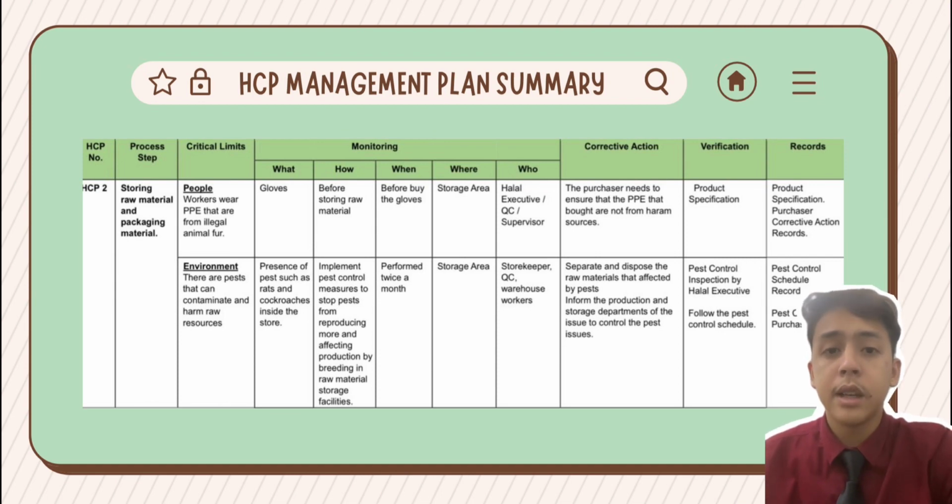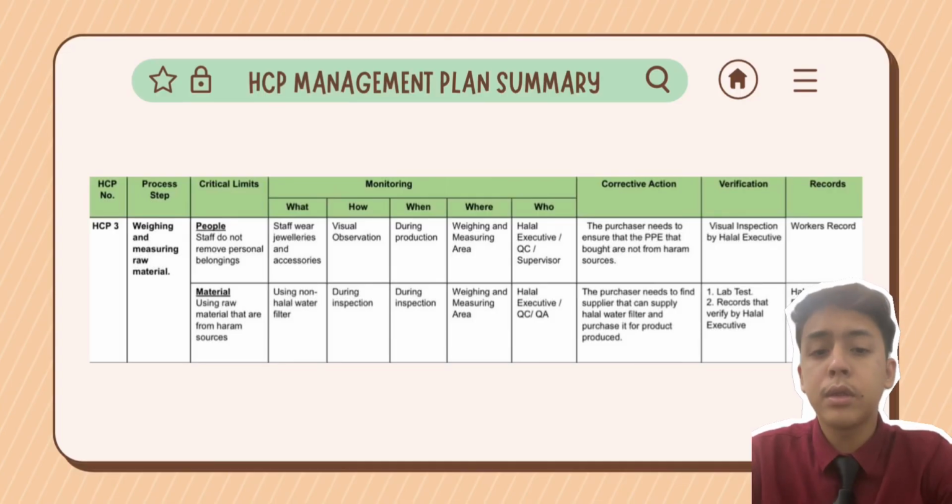For environment, there are pests that can contaminate and harm raw material. Because of this, we separate and dispose of the raw material affected by pests, and we also inform the production and storage departments of the issue to control the pest problem.